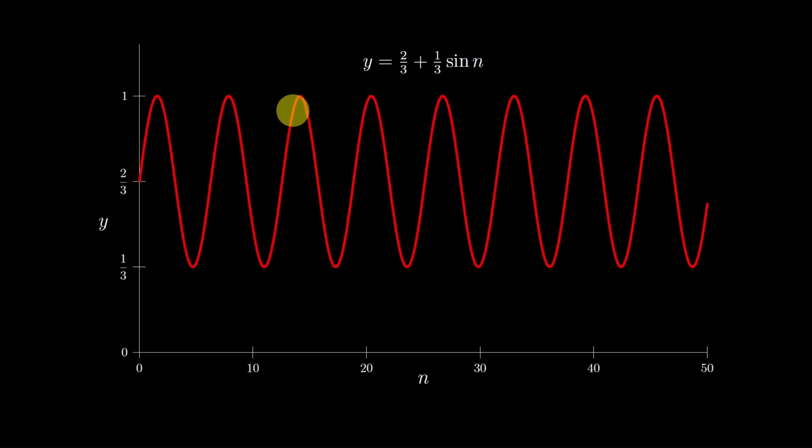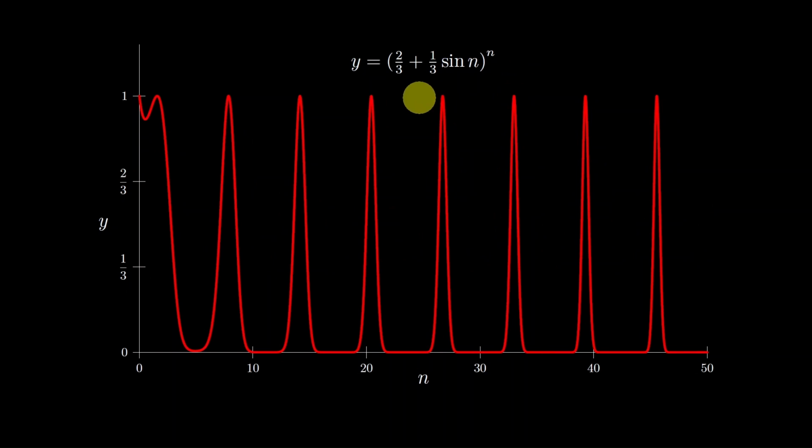We'll start with the sine expressions without the exponent. Okay. Here's a graph of 2/3 plus 1/3 sine n. It's a nice periodic sine wave. The average value is 2/3. The values oscillate from a low of 1/3 to a high of 1. Next, let's raise this expression to the power n. Here is a graph of the numerator of our infinite series. The graph is no longer periodic because the exponent n is growing. Still, the graph oscillates. The low value approaches 0 without ever quite hitting 0.